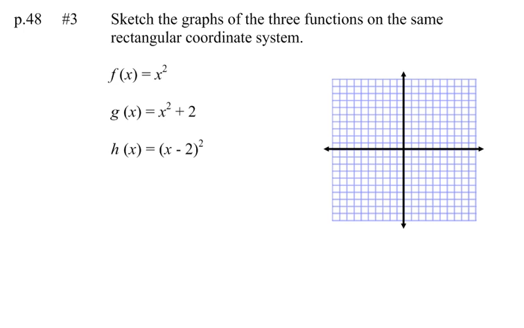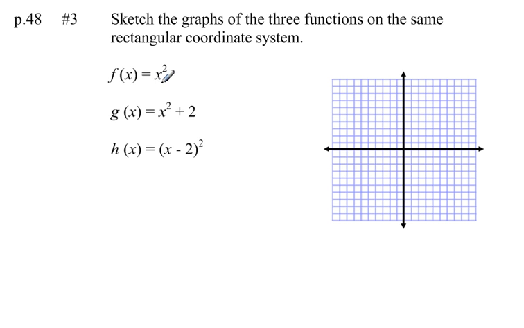Problem number 3 reads, sketch the graphs of the three functions on the same rectangular coordinate system. Now for each of these we could make an XY table, choose X, find Y, but we should know enough about the graph of that first function to be able to graph the other two. F of X equals X squared.